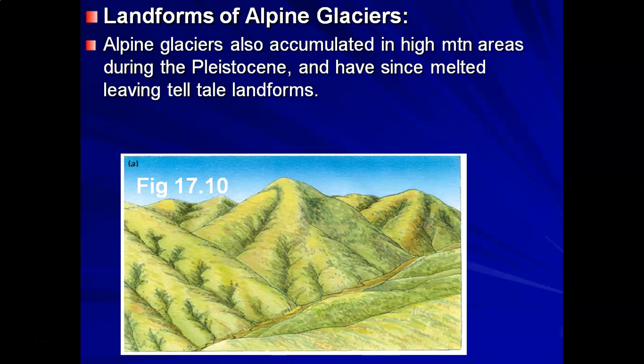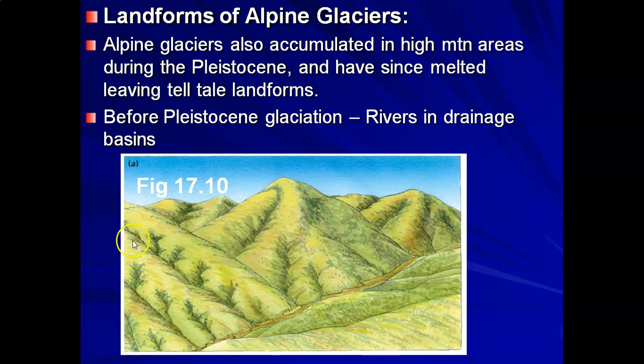This is the second lecture on Pleistocene glaciation. Instead of focusing on landforms that were created by ice sheets, now we're going to talk about landforms that were created by alpine glaciers that grew and advanced during the Pleistocene. And so here we've got a mountainous landscape before the onset of a glaciation.